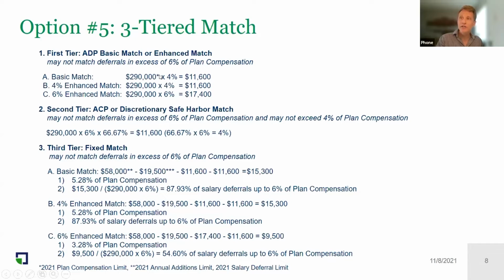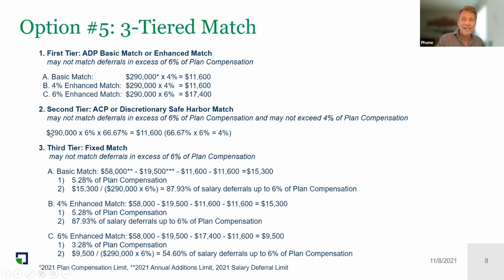So I've done the calculations for you here. This is based on 2021 limits. The 2022 limits just came out, but they came out after I had completed this presentation. So under each of these scenarios, you would see what the matching contribution would be: 11,600 under both of these, 17,400 under this, okay? The second tier satisfies what we call the ACP safe harbor. You may not match deferrals in excess of 6% of plan compensation, and you cannot exceed 4% of plan compensation.